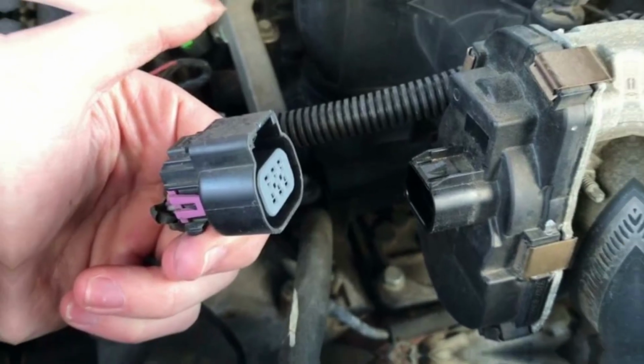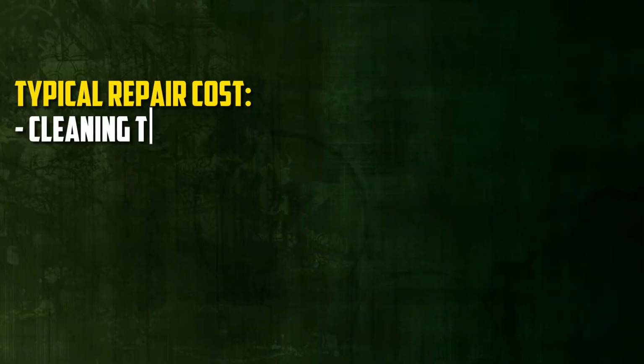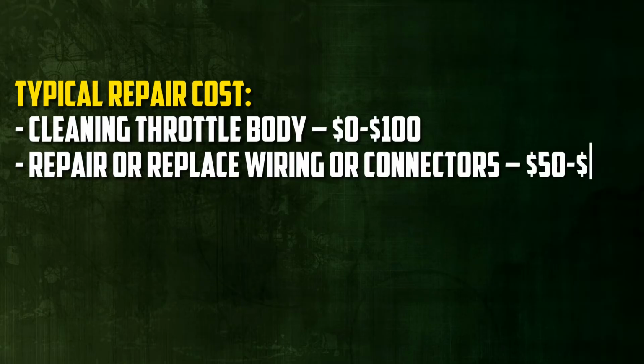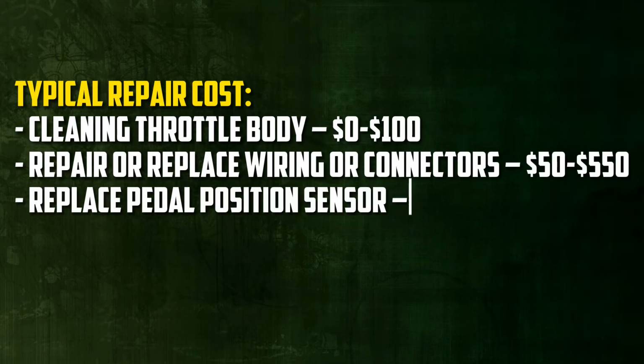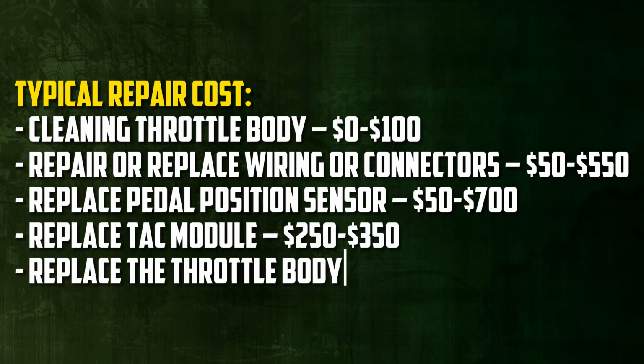Here are some instances of what your typical cost might be, particularly if you have to pay for labor and parts. Cleaning throttle body, $0 to $100. Repair or replace wiring or connectors, $50 to $550. Replace pedal position sensor, $50 to $700. Replace TAC module, $250 to $350. Replace the throttle body, $500 to $750.